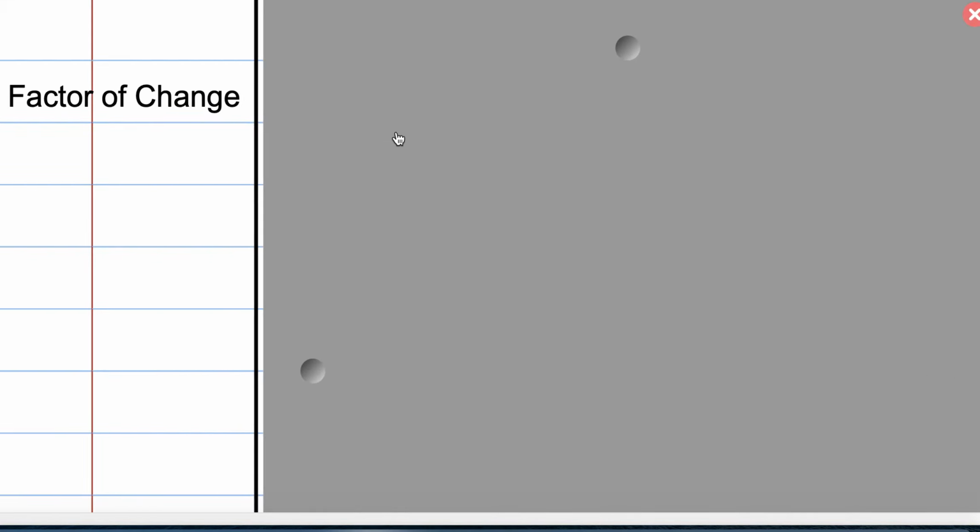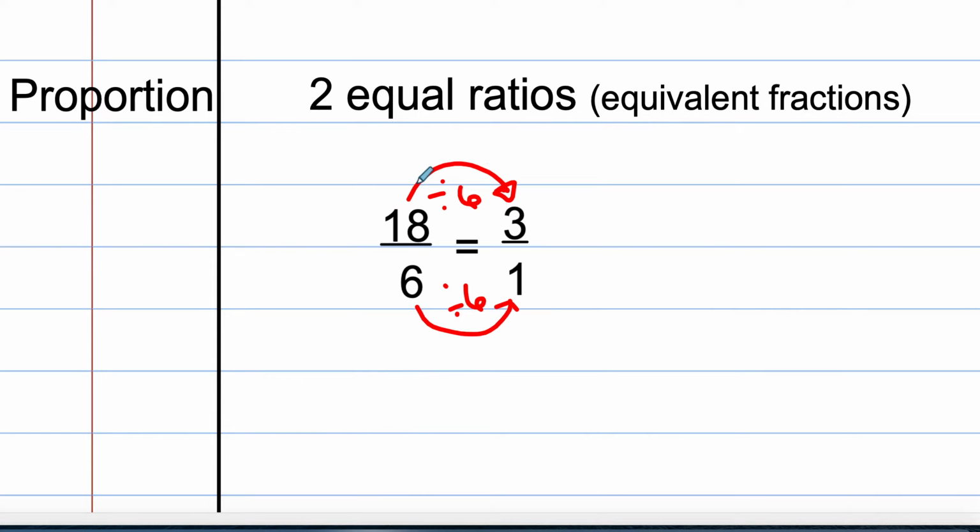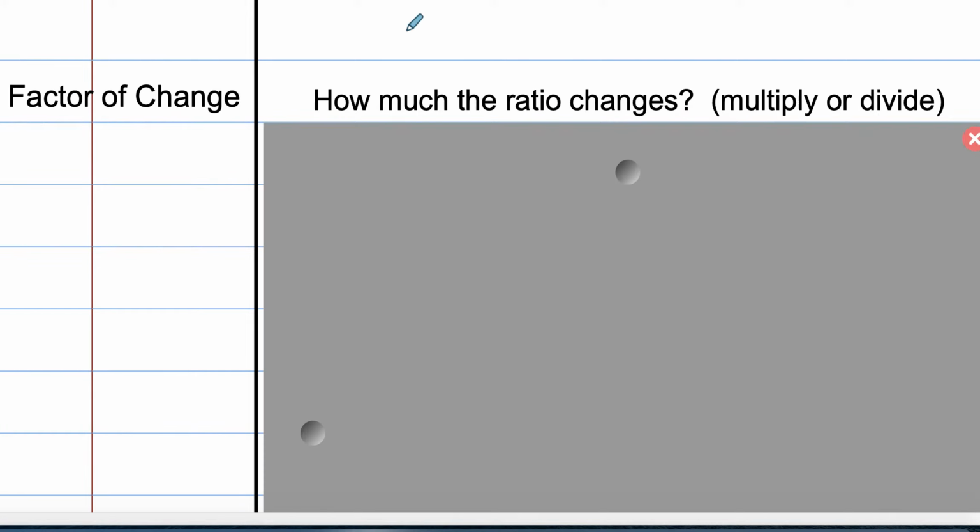So I want you to write factor of change. Factor of change is how much a ratio changes, multiplies, or divides. So if I go back here for a second, for instance, this ratio went down by 6. Let's say I had a picture that was an 18 by 6 and I wanted to make it smaller to fit on my wall. Well, I could reduce it by 6 and get to be a 3 by 1. So factor of change is how much I either enlarge by multiplying or reduce it by dividing.